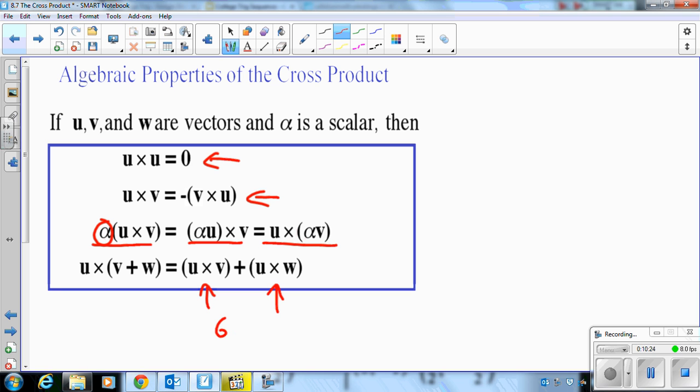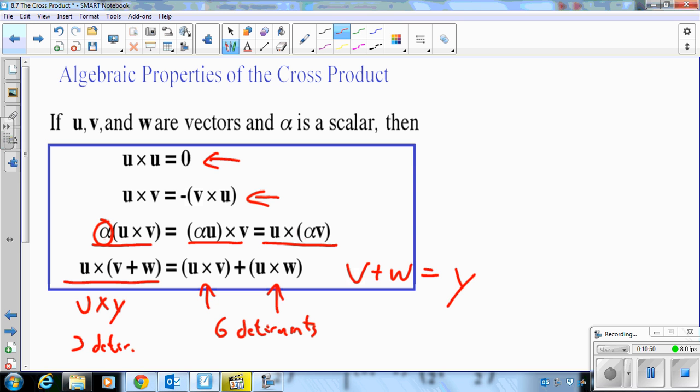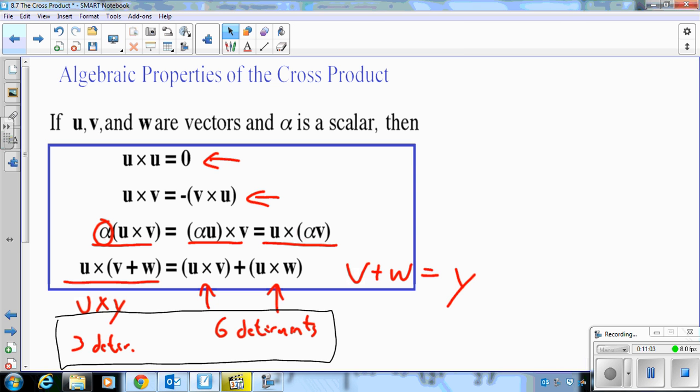That means we're going to have to do 6 determinants, 3 each. If we do it this way, we can just add V plus W, and let's say that is the vector Y. So then we just have U cross Y, and we only have to do 1 cross product and 3 determinants. Make sure when you do determinants, you keep your work organized. Make sure you show all your work, because it's very easy to make mistakes. And if you show all your work, I can give you as many points as possible, even though you might have gotten off by a negative sign.